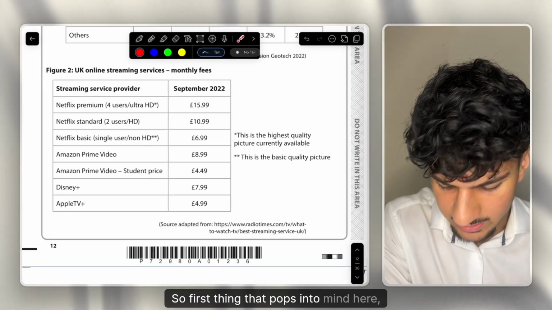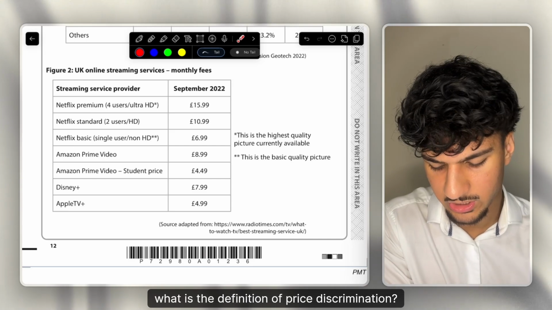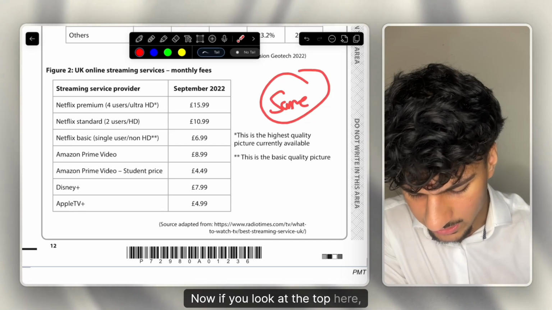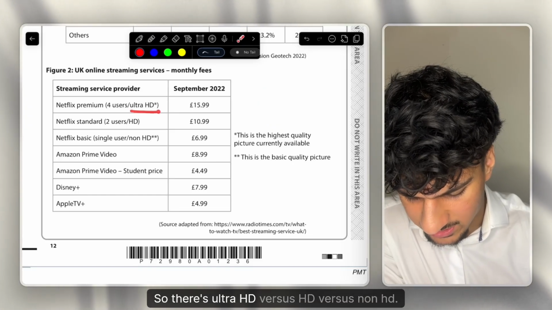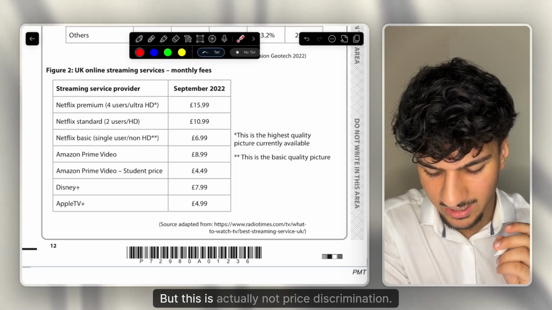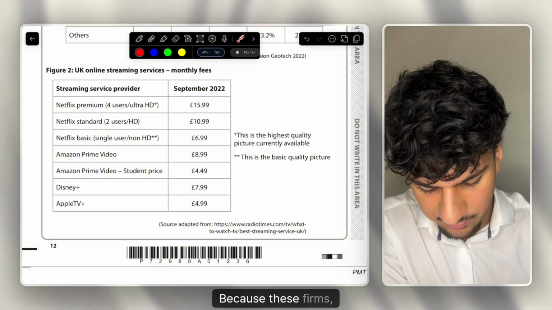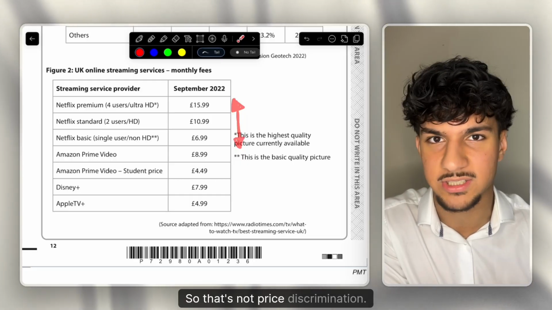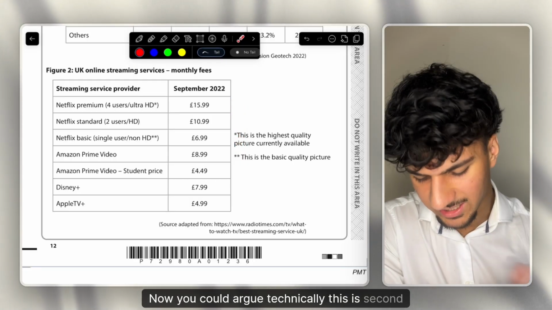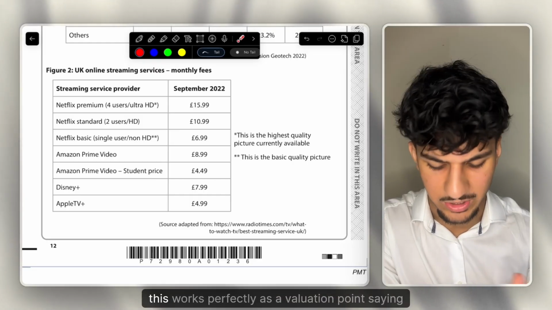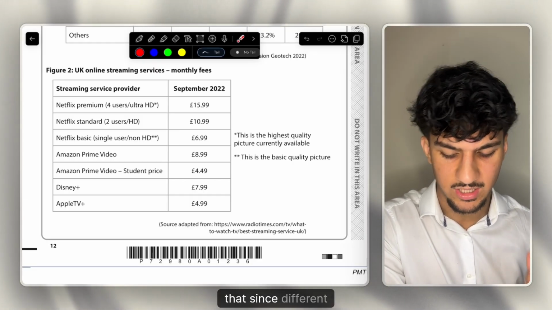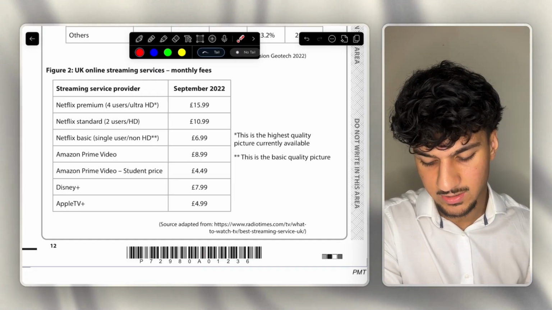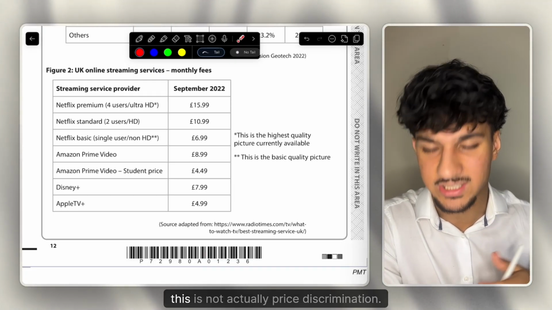So first thing that pops into mind here, what is the definition of price discrimination? You charge different groups of consumers different prices, but for the same product. Now, if you look at the top here, what is the difference here? So there's Ultra HD versus non-HD. But this is actually not price discrimination. Why? Because these groups of consumers are paying different prices for different products. So that's not price discrimination. Now, you could argue technically this is second degree price discrimination, but this works perfectly as an evaluation point, saying that since different products are offered, it doesn't align with the classic definition of price discrimination. So this is not actually price discrimination.